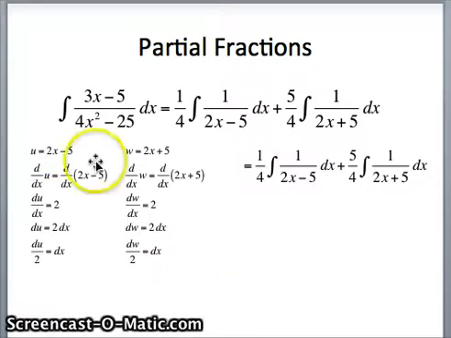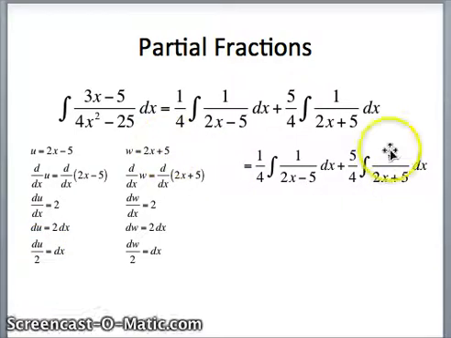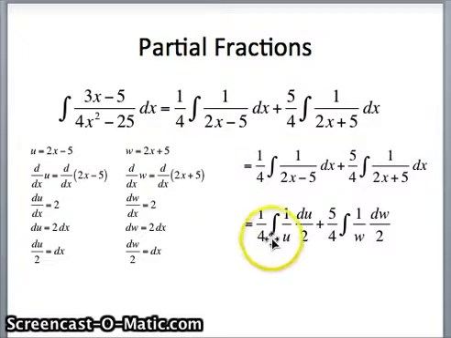So here we go. There's our u, there's our w, and here is where the problem is currently. Replace 2x minus 5 with u. Replace dx with du over 2. Over on this side, replace 2x plus 5 with w. Replace dx with dw over 2. Pulling the 1/2 out here, this will give me 1/8 integral of 1 over u. Pulling the 1/2 out here, 5/8 integral of 1 over w.